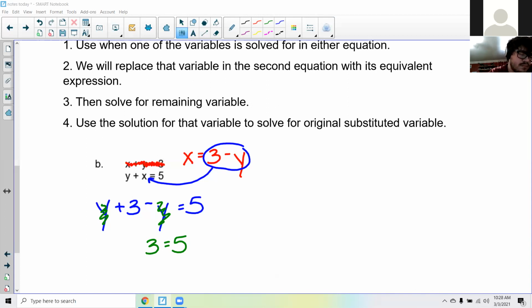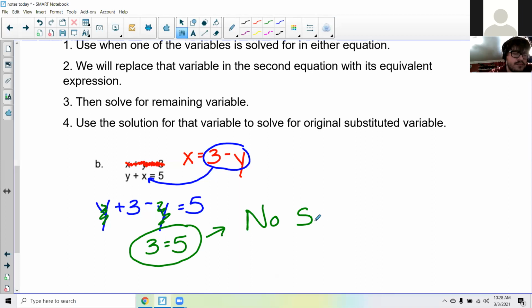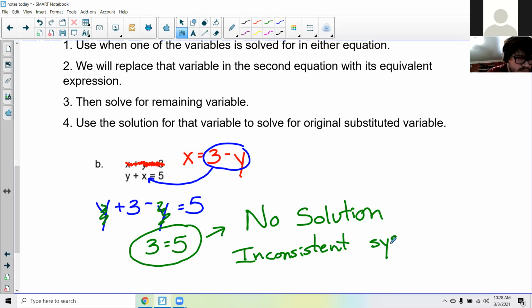All right, cool. Yeah, if you have the time, I would say plug them into both, because then you'll know you're right, because you get the same answer regardless. But as soon as you get something like this, it doesn't make any sense. This is funky, and funky implies no solution. This is an inconsistent system. If you were to graph these lines, they would be parallel. They wouldn't cross.